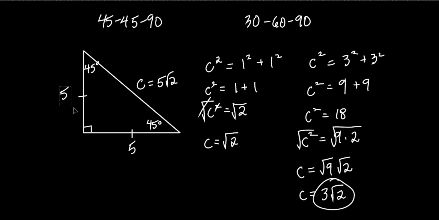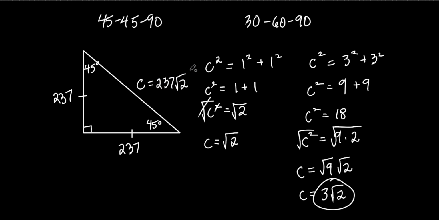Okay, what if it was something real crazy? I don't want to go super crazy, but I don't know, like 237. What if the length of that side was 237 and that was 237? Without doing any math, without doing any Pythagorean theorem, can you find what the hypotenuse is going to be? It's 237 times the square root of 2.